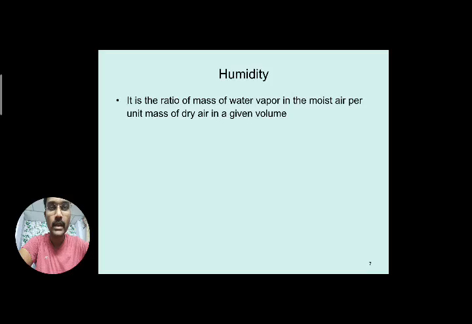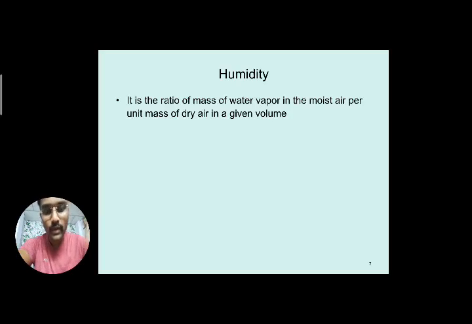First of all, we will see what humidity is. Let us go through this sentence, then you can get some idea of what humidity is. What does humidity mean? It is the ratio of the mass of water vapor in the moist air per unit mass of dry air in a given volume. I hope you have got that sentence.